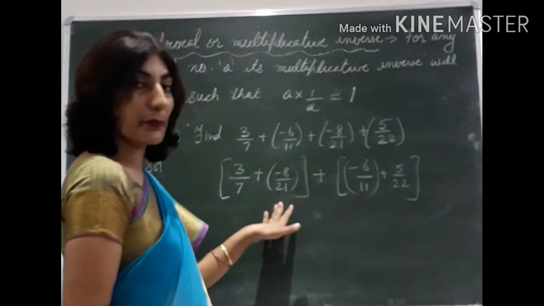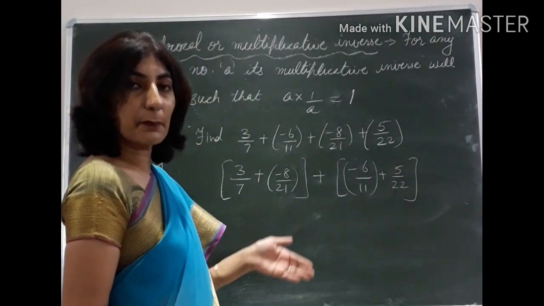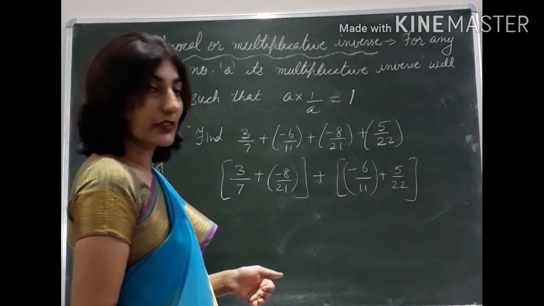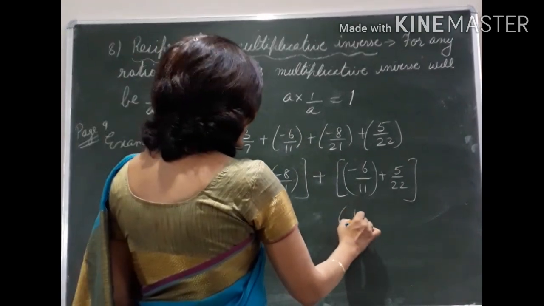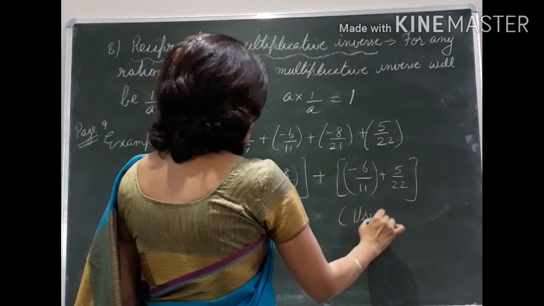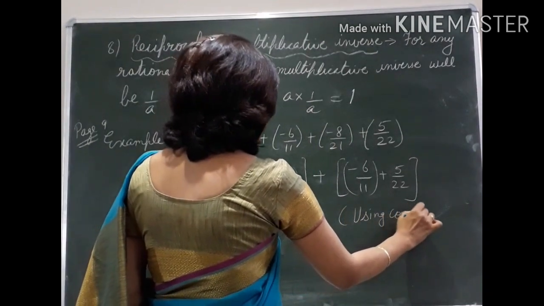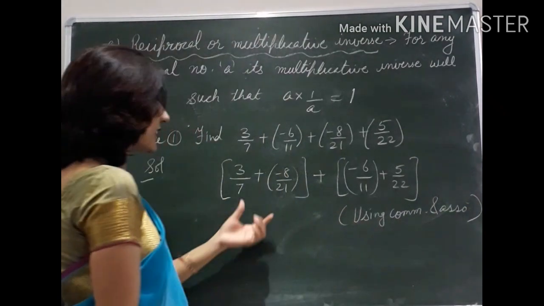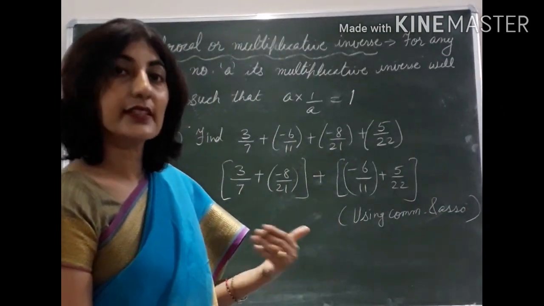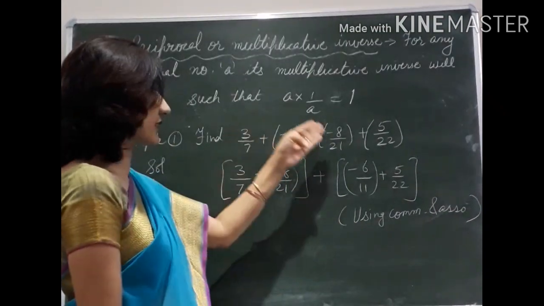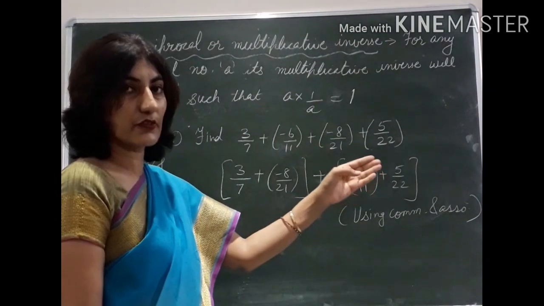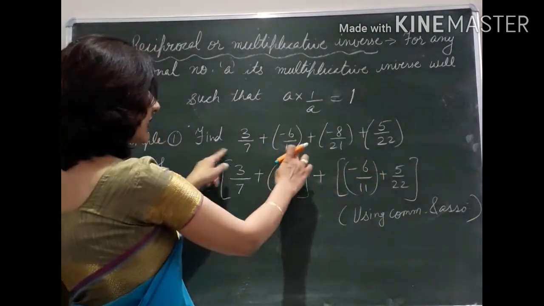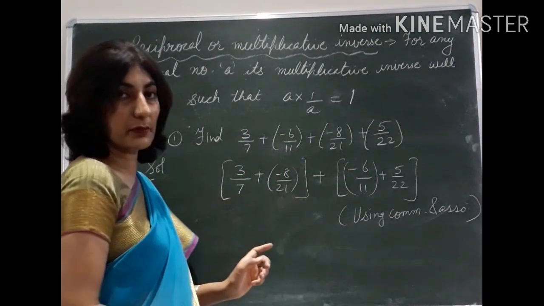When I have used some property, I will write here which property I have used. In the book also they have written here in the bracket, using commutative and associative property. Commutative means you can add the rational numbers in any order. So I can add the first and the third, I can add the first and the fourth. And associative means I have associated. These two I have put in a bracket.